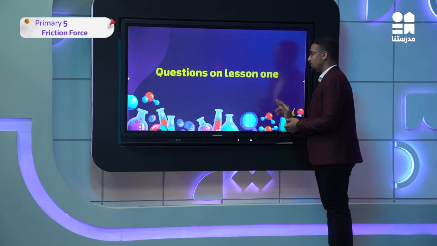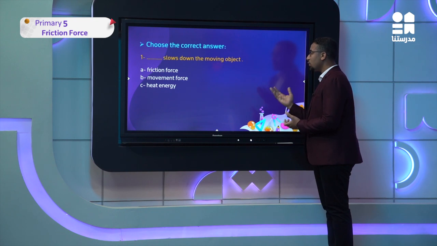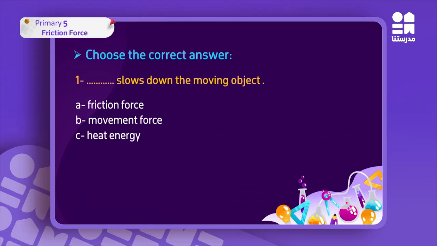So let's move to questions. So let's answer some questions on this lesson. Questions on lesson number 1. First question, choose the correct answer. What slows down a moving object: friction force, movement force, or heat energy?